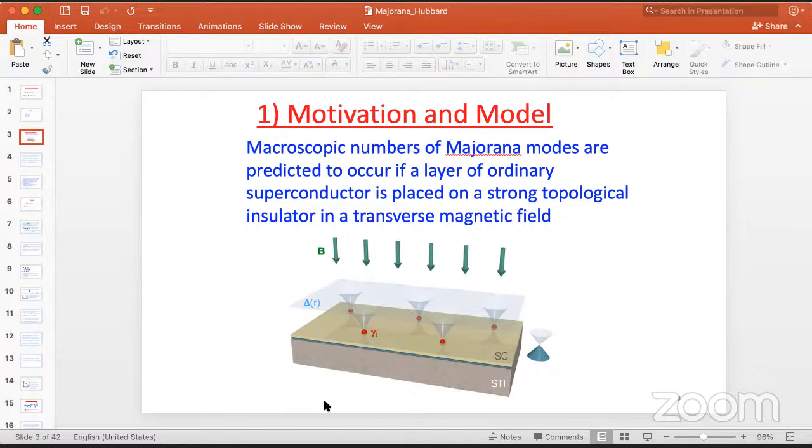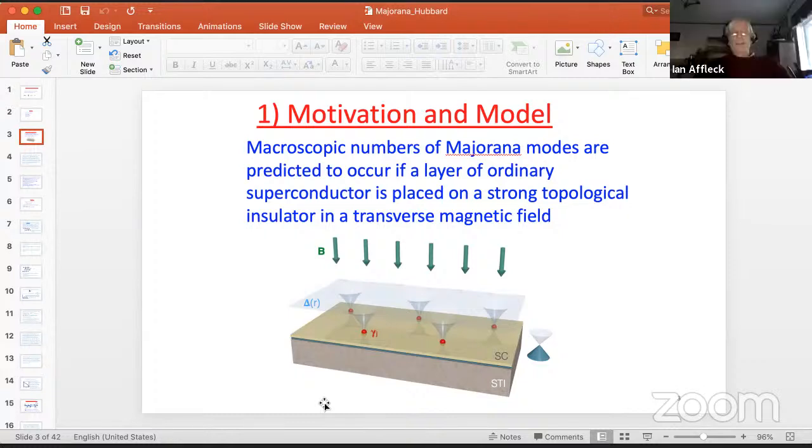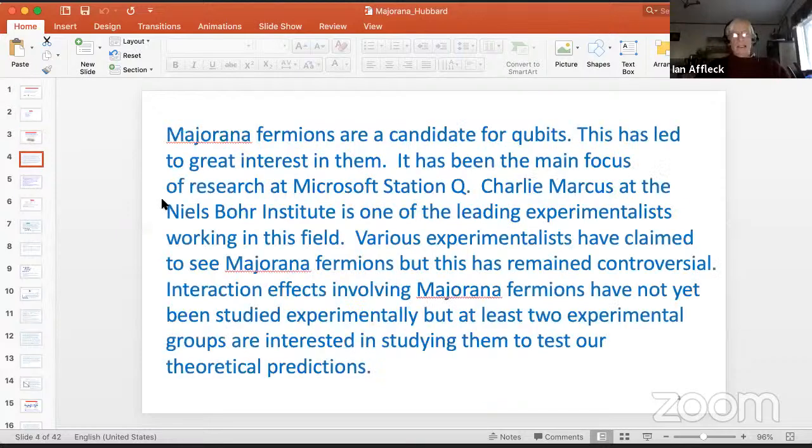Majorana fermions are a candidate for qubits. This has led to great interest in them. It's been the main focus of research at Microsoft Station Q, where Charlie Marcus at the Niels Bohr Institute is one of the leading experimentalists working in this field. Various experimentalists have claimed to see Majorana fermions, but this has remained controversial. Interaction effects involving Majorana fermions have not been studied experimentally. At least two experimental groups are interested in studying them to test our theoretical predictions.